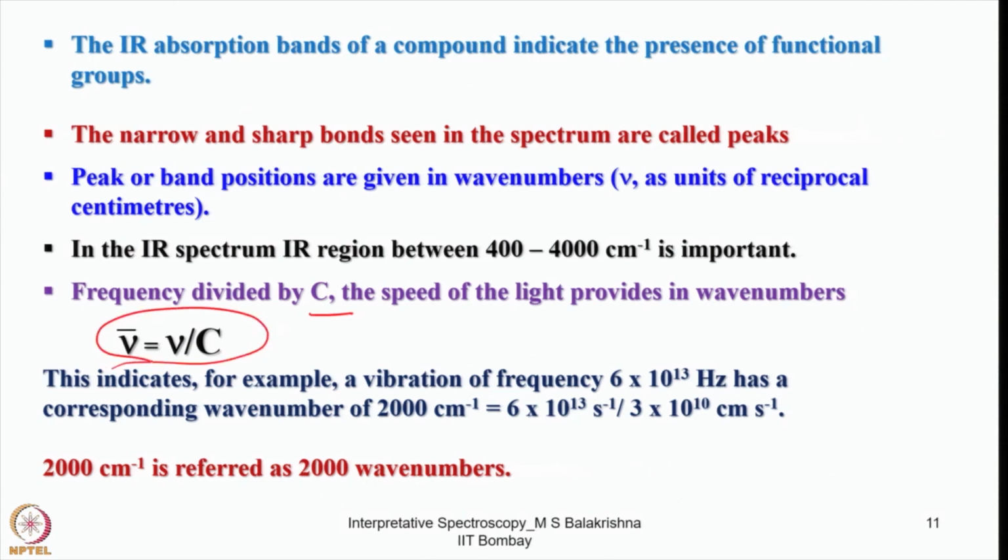This one should remember. For example, a vibration of frequency 6 × 10^13 has a corresponding wave number of 2000 cm^-1. Simply take 6 × 10^13 over the velocity of light, 3 × 10^10 cm per second. That would give you about 2000 wave numbers. This is how you can simply calculate frequency to wave numbers.